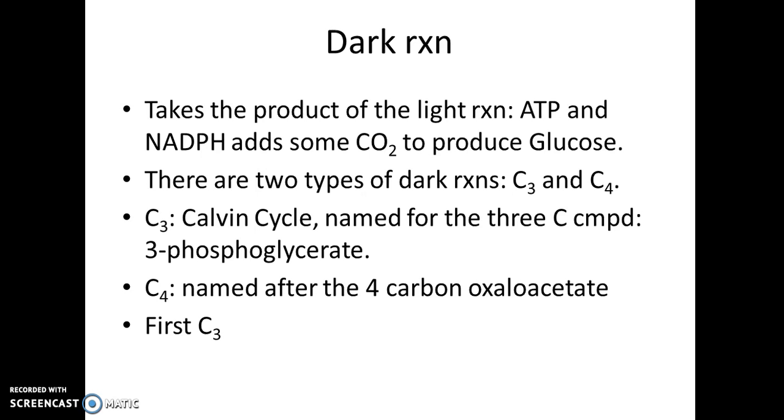The dark reaction, or the light independent reaction, will take the ATP and the NADPH. We're going to add carbon dioxide, and you're going to produce glucose. There are two types of dark reactions. There's C3 and C4. C3 happens in every single organism that does photosynthesis. So we're going to focus our attention on C3, which is called the Calvin cycle, and it is named after a 3-carbon compound called phosphoglycerate. C4 is named after a 4-carbon compound called oxaloacetate. But we're going to first talk about C3.